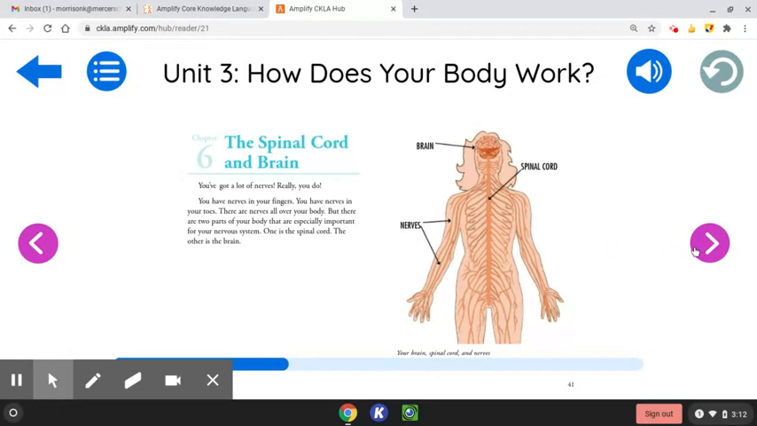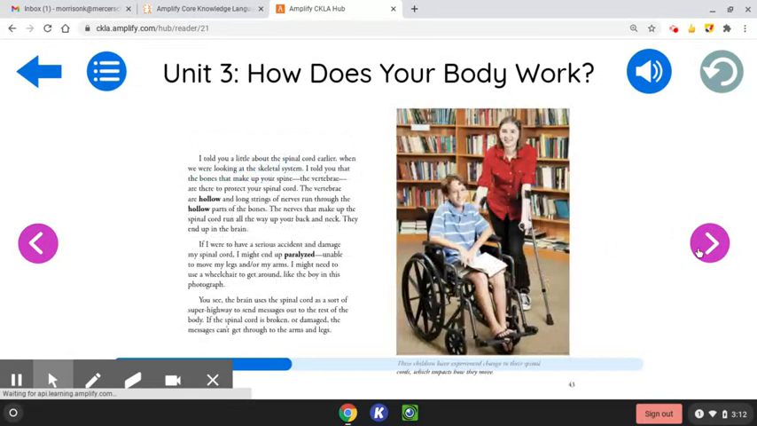All right, so we're going to move on to the next page. I told you a little about the spinal cord earlier when we were looking at the skeletal system. I told you that the bones that make up your spine, the vertebrae, are there to protect your spinal cord. The vertebrae are hollow and long strings of nerves run through the hollow parts of the bones. The nerves that make up the spinal cord run all the way up your back and neck. They end up in the brain.